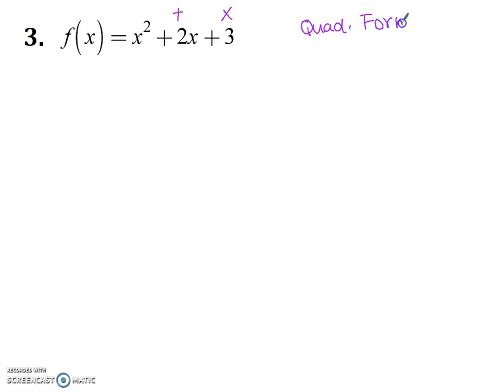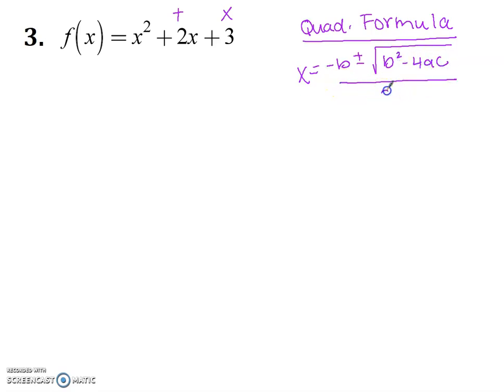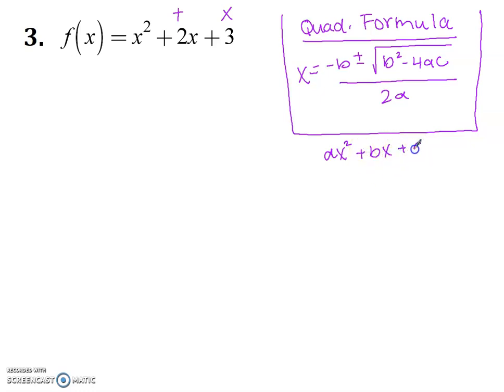So, to review quadratic formula, hopefully you remember it: x equals the opposite of b. Negative b means the opposite sign of b. And then we've got plus or minus the square root of b squared minus 4ac, all of it over 2a. So make sure you know this quadratic formula. a is always the x squared coefficient, b is always the x coefficient, and c is always the constant. Here my a is 1, my b is 2, my c is 3.